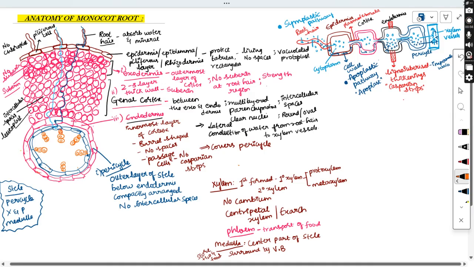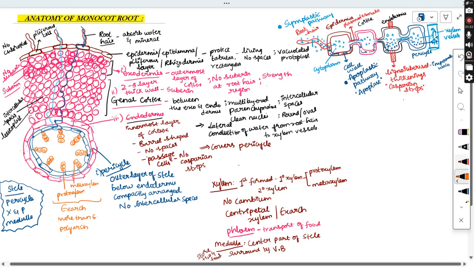But the facing is not changing. All the protoxylem is towards the peripheral side and the metaxylem is towards the central side. Only the difference is the number is increased. So here this is the protoxylem and this is metaxylem. Protoxylem is towards the peripheral, metaxylem is towards the center. So that's why it is the exarch type of xylem. As more than 6 are present, we call this arrangement the polyarch type.